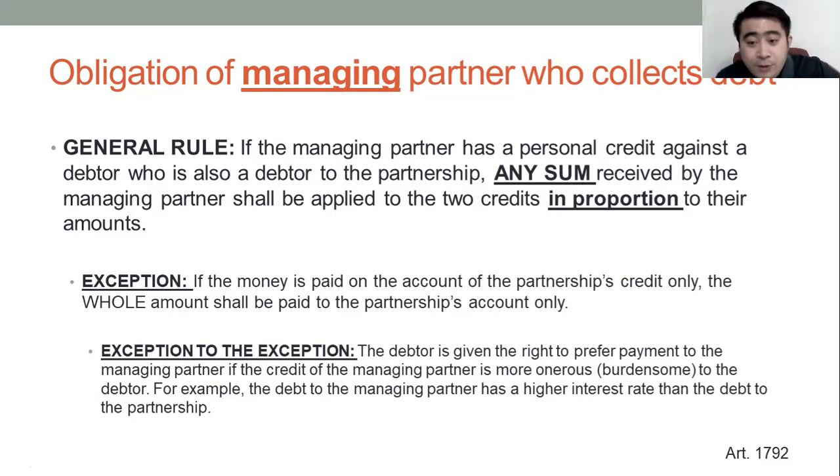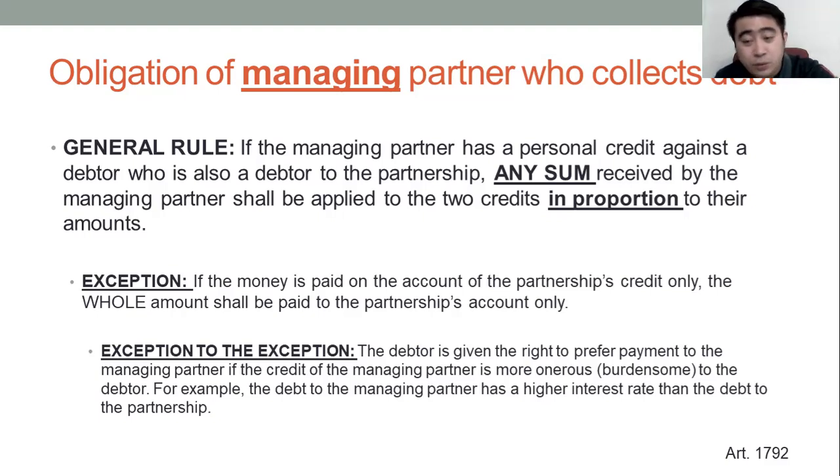The debtor is given the right to prefer payment to the managing partner if the credit of the managing partner is more onerous or more burdensome to the debtor. For example, the debt to the managing partner has a higher interest rate than the debt to the partnership. What if yung utang sa akin, class, ang interest rate ko is 20% per year kasi gahaman ako. Tapos ang utang sa partnership is 7% per annum lang. Naturally, class, pag ganun, masyadong burdensome naman para dun sa debtor kung pipilitin pa na mag-ratio and proportion. In that case, class, pwedeng i-apply yung buong amount na 50,000 pesos sa akin. Kasi mas burdensome. Alright? But class, remember, that is the exception to the exception.